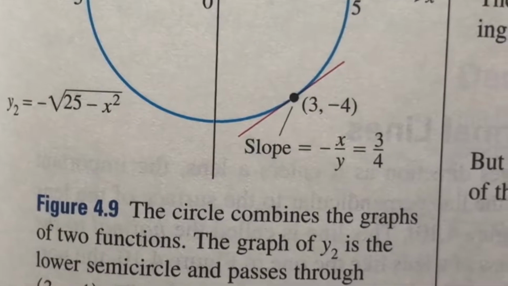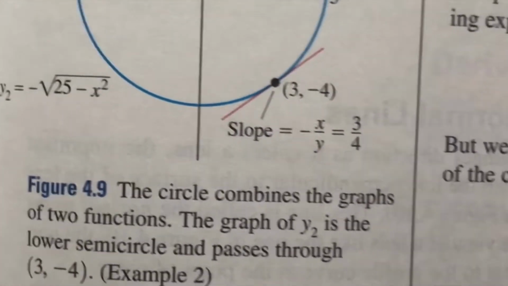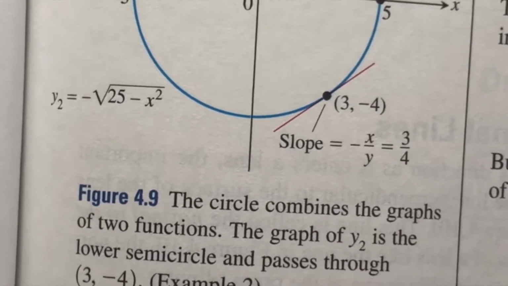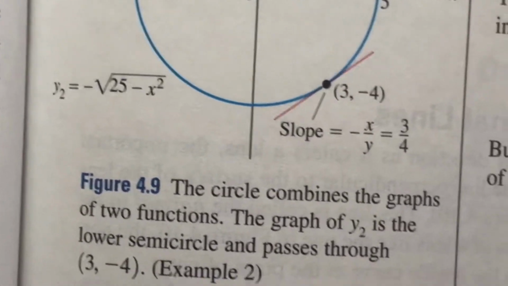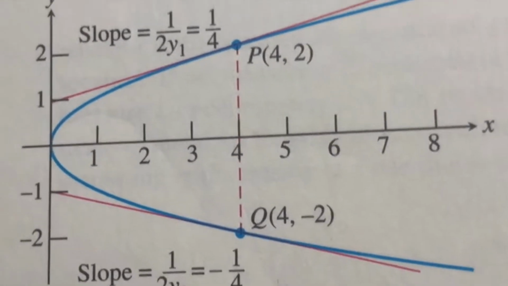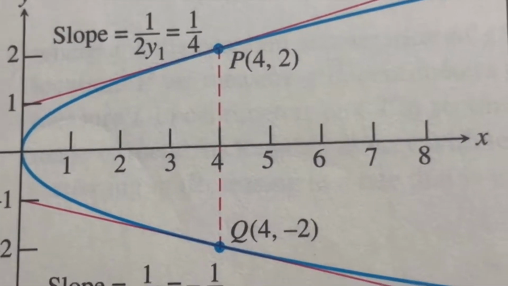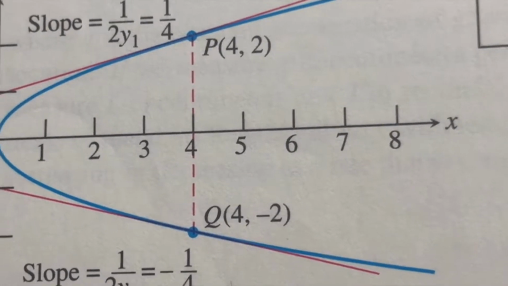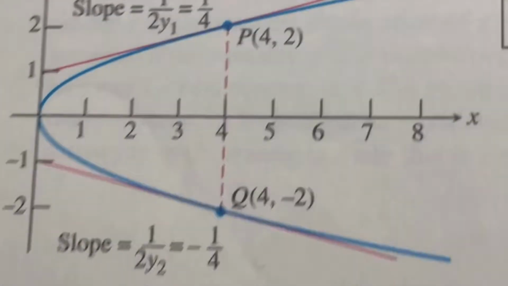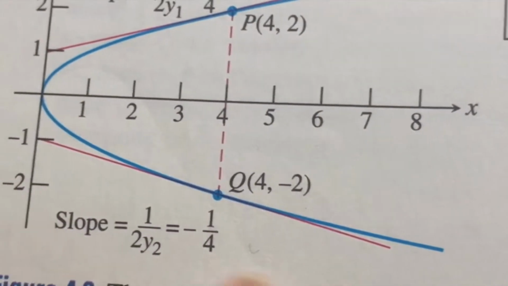The graph of y2 is the lower semicircle and passes through 3 and -4. This derivative from example 1 gives the slope of the tangent lines at both P and Q, because it is a function of y. Shall we see this curve?